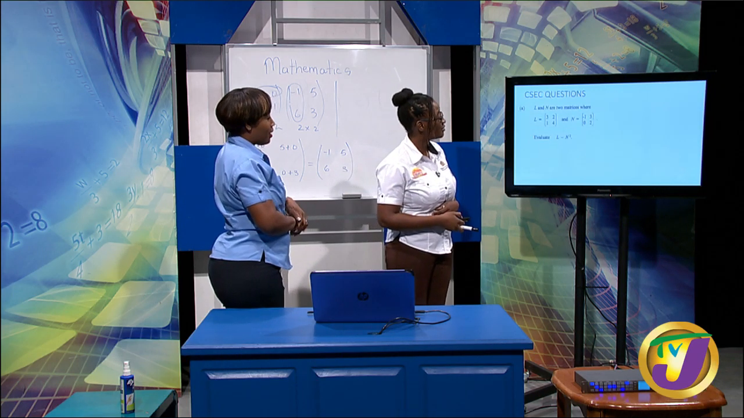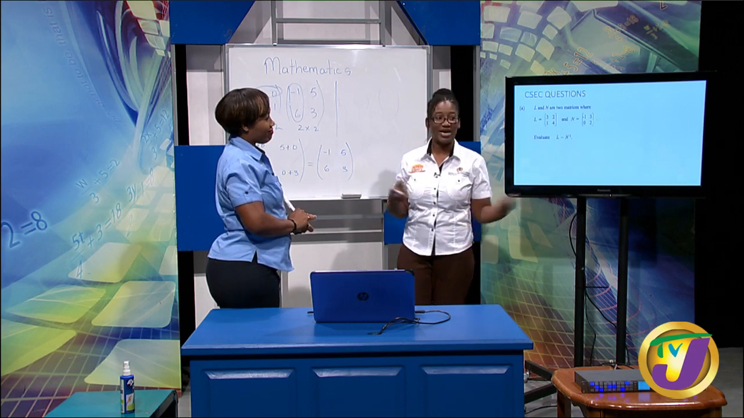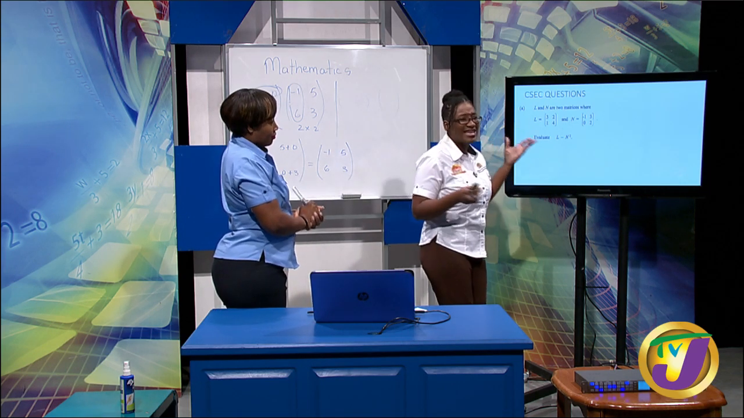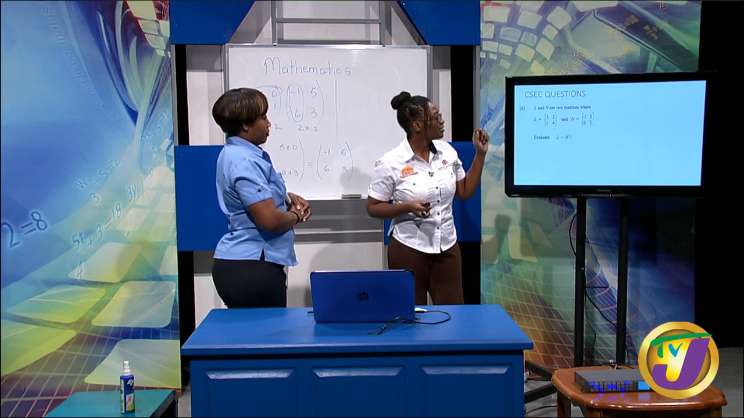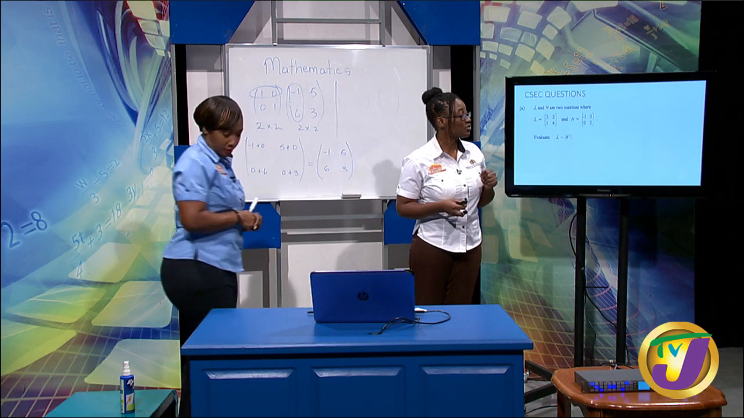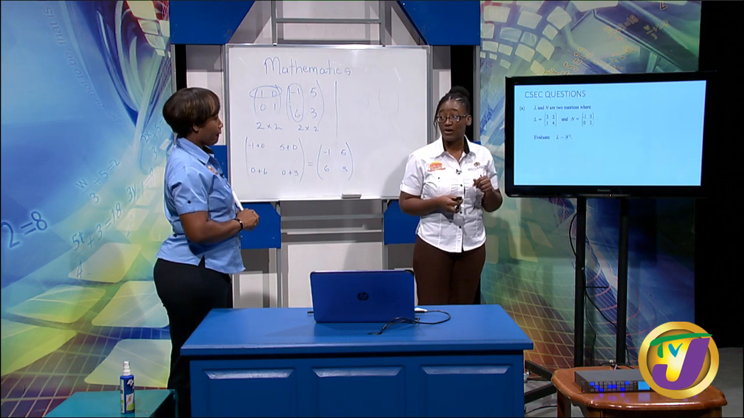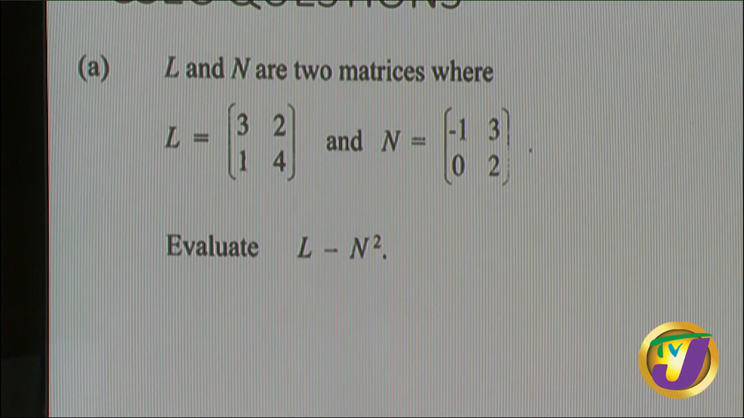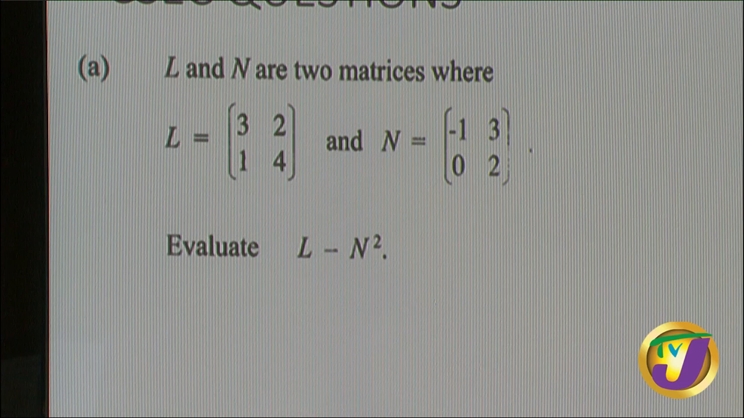So, Tam, I think we would have learned a lot today. I think so too. Let's see if we can apply what we've learned so far. We have a few minutes. Sure, let's see how quickly we can do this. We can't leave without a CSEC question. L and N are two matrices where L is equal to 3, 2, 1, 4, and N is equal to -1, 3, 0, 2. We're asked to evaluate L subtract N squared.